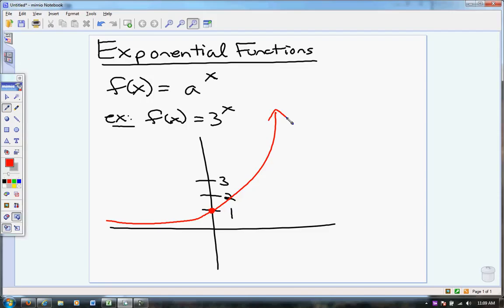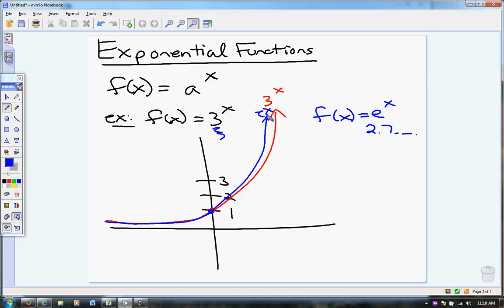Or, if this is 3 to the x, would e to the x look much different? Because remember that e is just a number, right? Like pi is. So if I were to graph, now remember what this is, 2.7 something. So it's a little bit smaller than this, but it's still going to go through 1. It's just maybe not going to grow quite as fast. That would be e to the x.